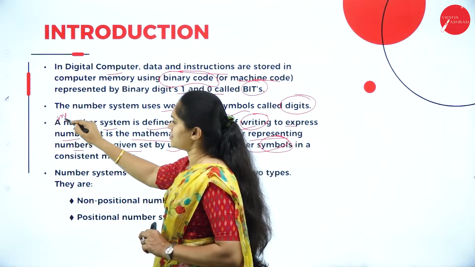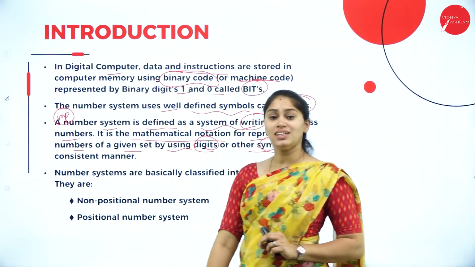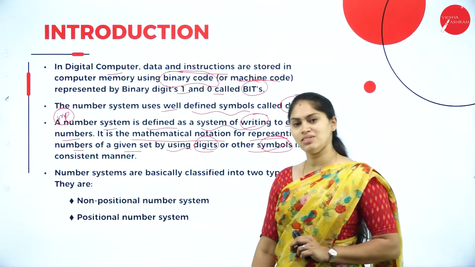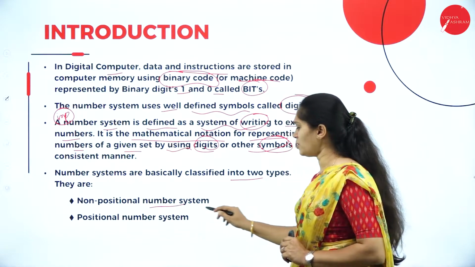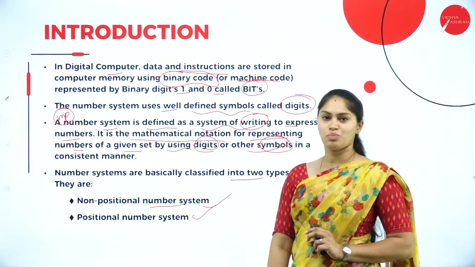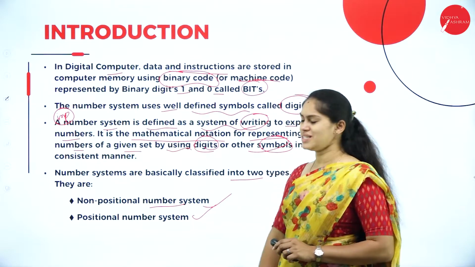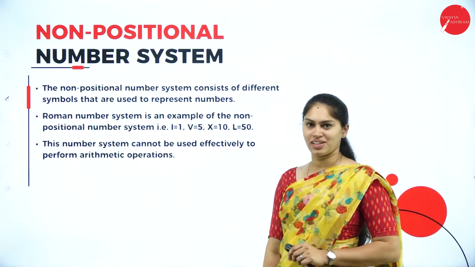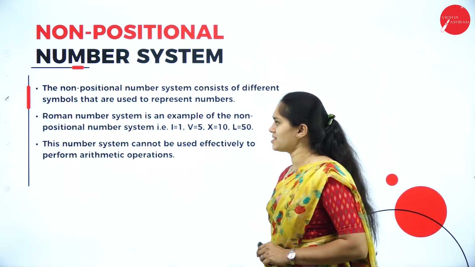What is number system? Okay, then what are the different types of number system we have? It consists of two types. One is non-positional number system, other one is positional number system. We'll see each type one by one. We'll see about the non-positional number system here.